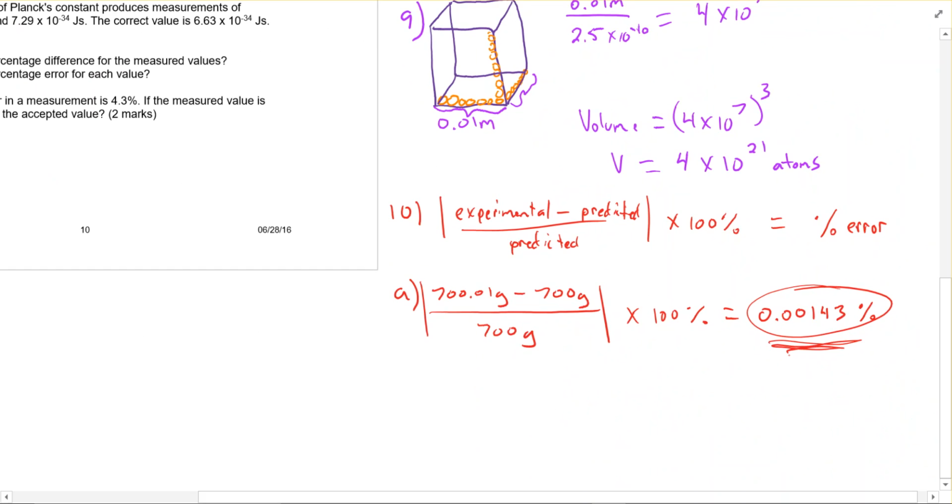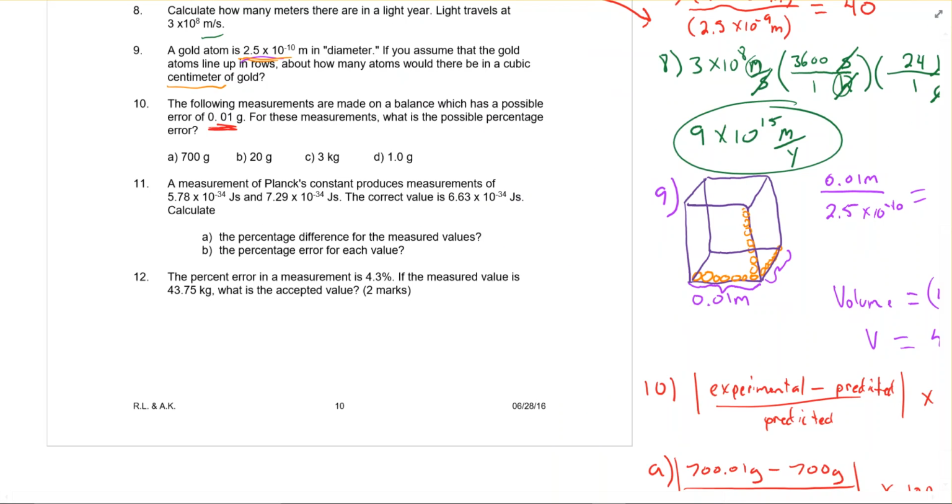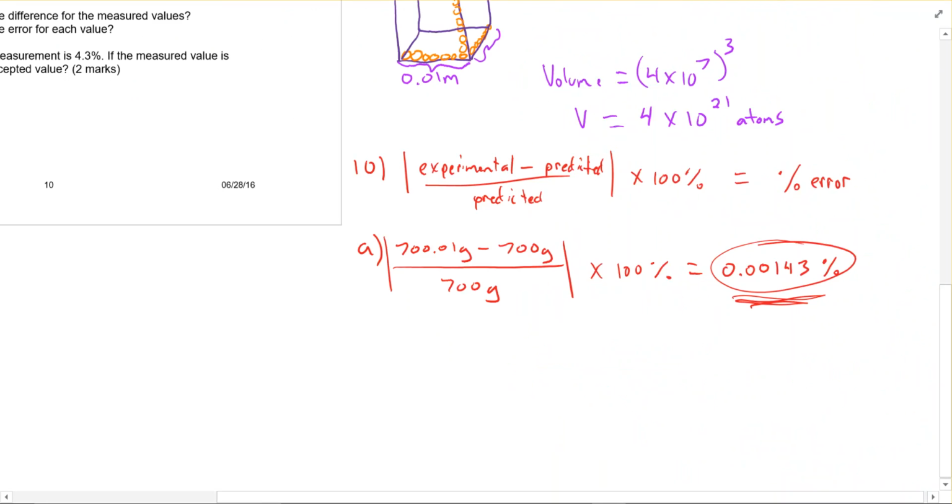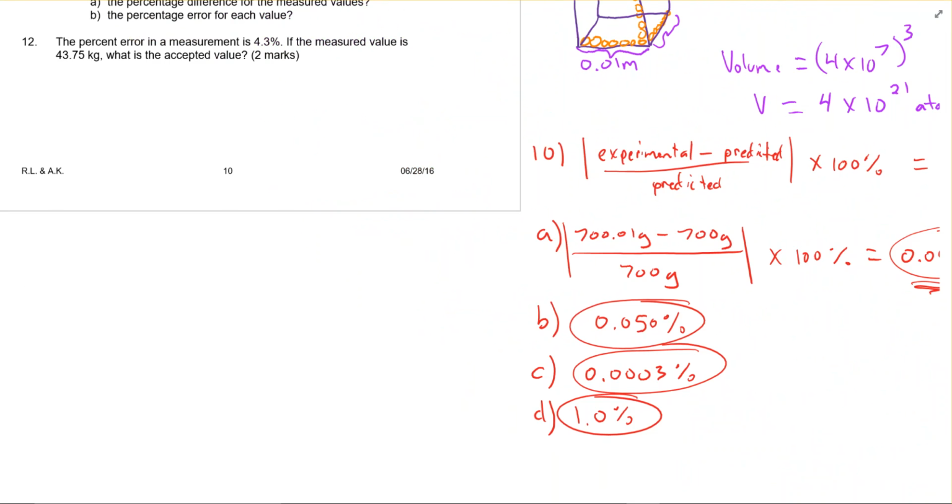It's pretty good. I'm going to go ahead and write the answers down for B, C, and D for that one. Okay, there are your answers for 10. Just take a second to check to see if your answers were right.